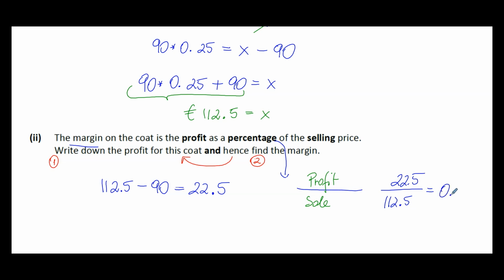What do we get? A decimal. And then to change a decimal to a percentage, what do we do? We either multiply by 100 or we move the decimal 2 places. So that means that will be 20%.